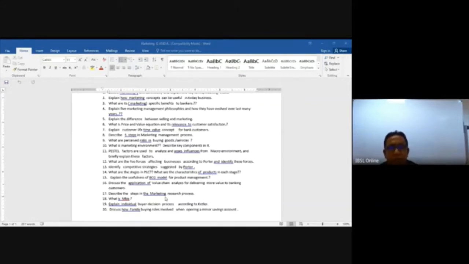Explain the usefulness of the BCG model for product management. That's what we touched on in the previous question. The BCG model. So the market growth rate and the relative market share are the two variables that we consider there.